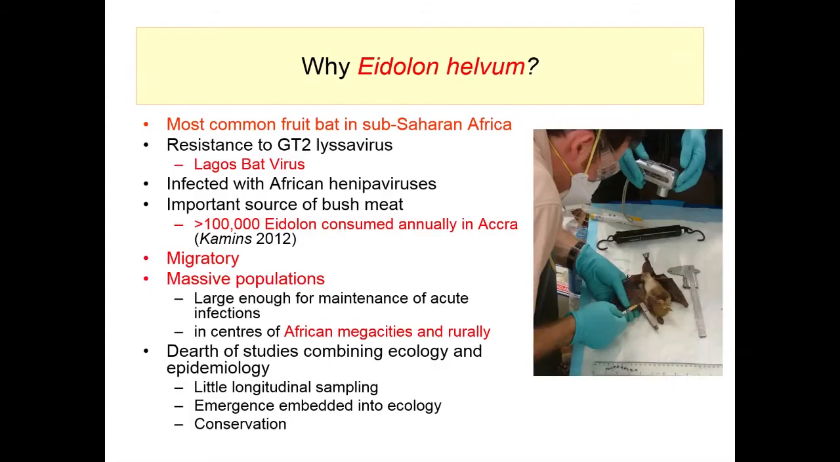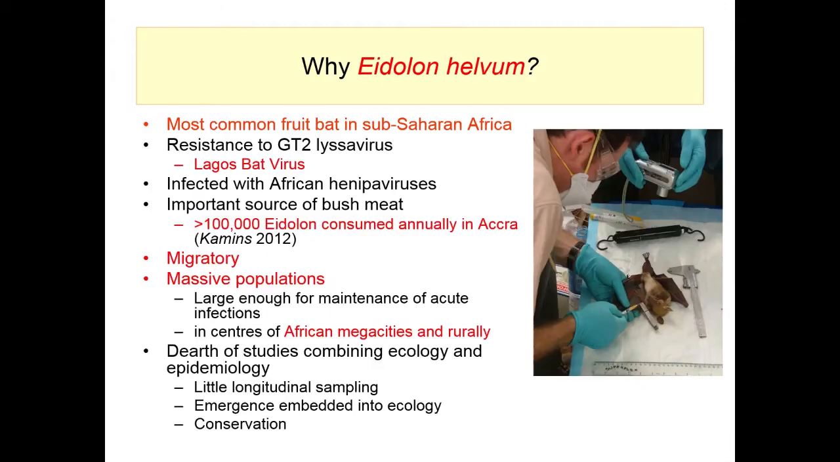The reason we picked them is it's a common bat. It's clearly able to live with rabies viruses. It's infected with African Henipaviruses. So straight away it's an interesting host because more than two quite different virus families commonly infect it. It's commonly eaten, particularly in West Africa, not so much in East Africa, although in Pemba, one of the islands of Tanzania, it's widely consumed as well. It's interesting because it's migratory, which creates great opportunities for continental spread, and lives in huge populations of up to 10 million in one case.